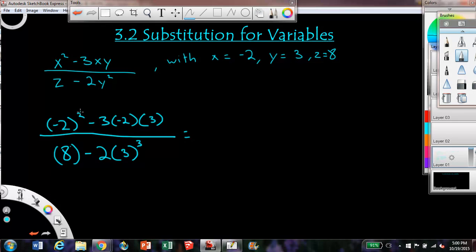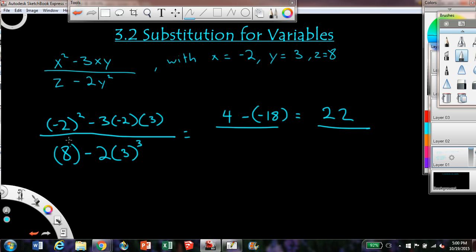So -2 squared first is going to be 4. I'm going to do the numerator first. 3 times -2 is -6. Times 3 is -18. So I'm subtracting -18, which essentially cancels out and gives me 4 plus 18, which is 22 in my numerator.